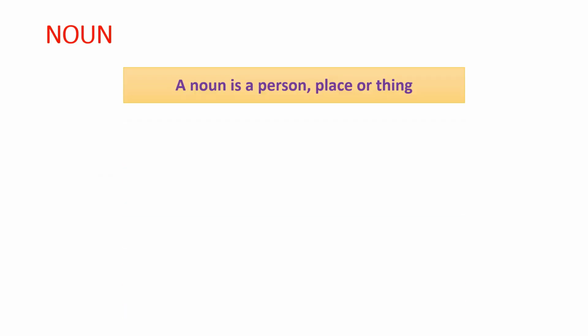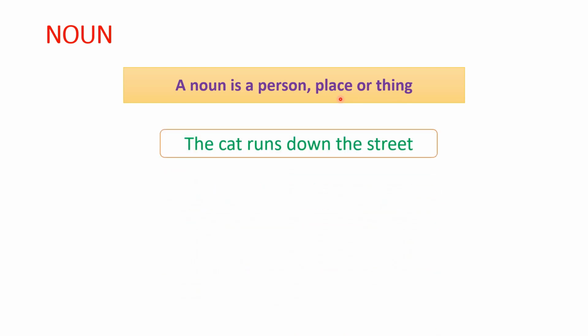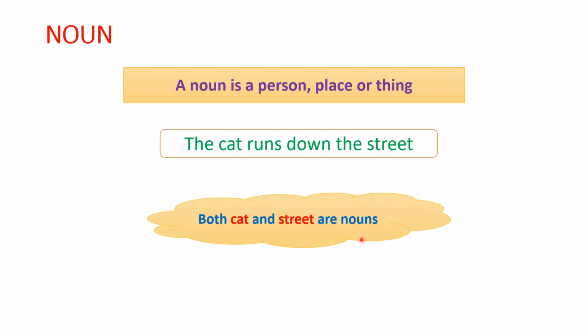Now we are going to focus on the parts of speech called nouns. A noun is just a person or a place or a thing. Let's consider an example. The cat runs down the street. Here we have two nouns, cat and street. We know cat is the subject and street is in the predicate and street is the object. So subject and objects are nouns.